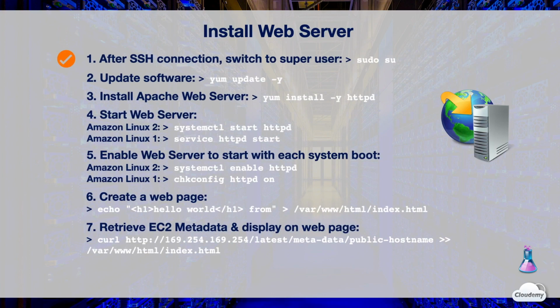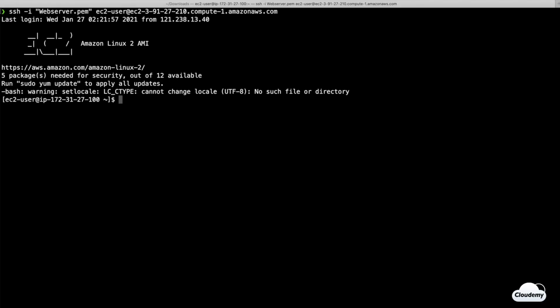Once we've connected to the EC2 instance, we're gonna install a web server and deploy a simple web page using the following commands. Please note that some commands are different if you're running different versions of Amazon Linux. We've launched the EC2 instance from Amazon Linux 2 AMI. So we're gonna use commands for Amazon Linux 2. First, let's run the sudo su command to switch to the super user on the EC2 instance.